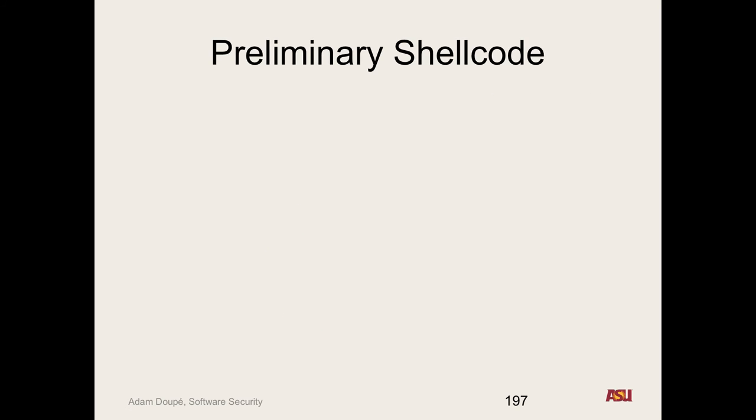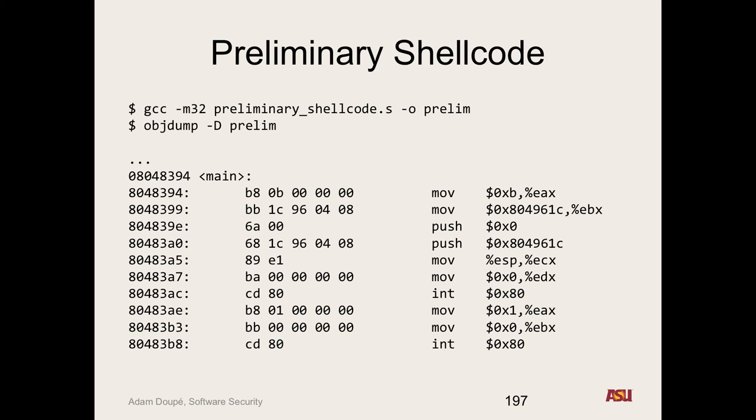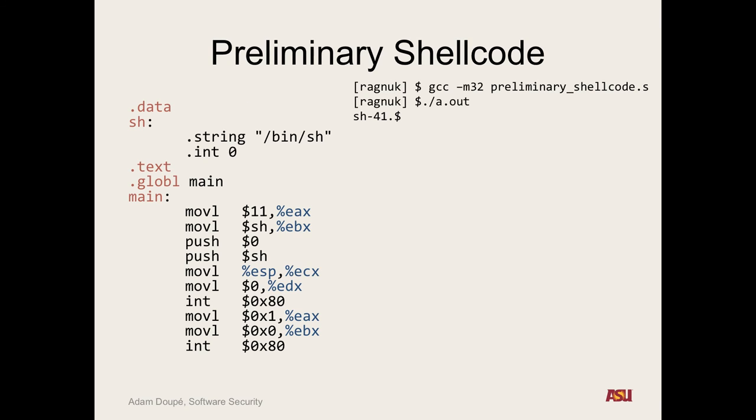So let's dig in a little deeper to see how this works. After we compile this, we can use objdump to see how exactly the compiler compiled our assembly instructions. We can see it looks very similar. What's maybe one thing that's changed? Yeah, the linker replaced the dollar sign SH with 804.96.1C. So let's think about this. Is this a good test of our shellcode?